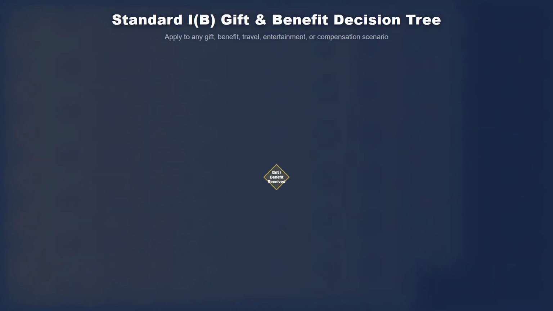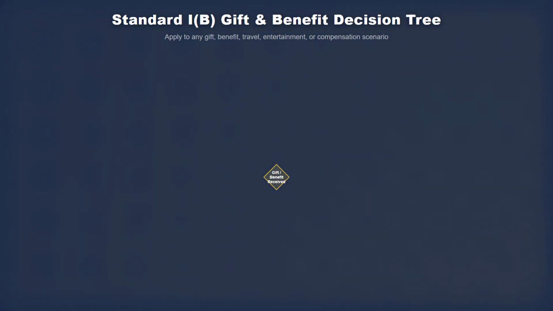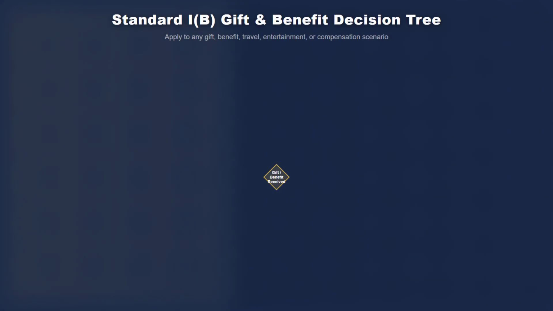Here is the complete I-B decision tree, the same framework from Step 3, now mapped visually so you can apply it in under 90 seconds on exam day. Start at the top. Is this benefit from a party with a financial interest in my decisions? If no, is it modest? If yes to both, disclosure to employer is sufficient.